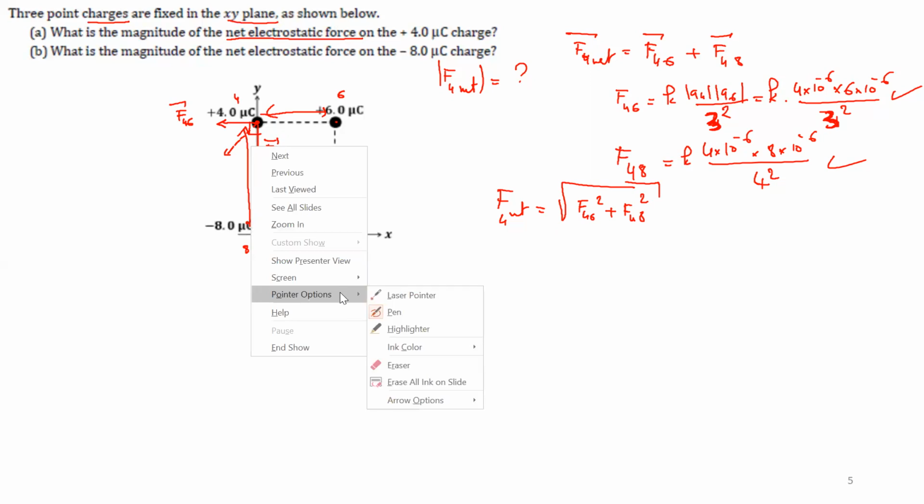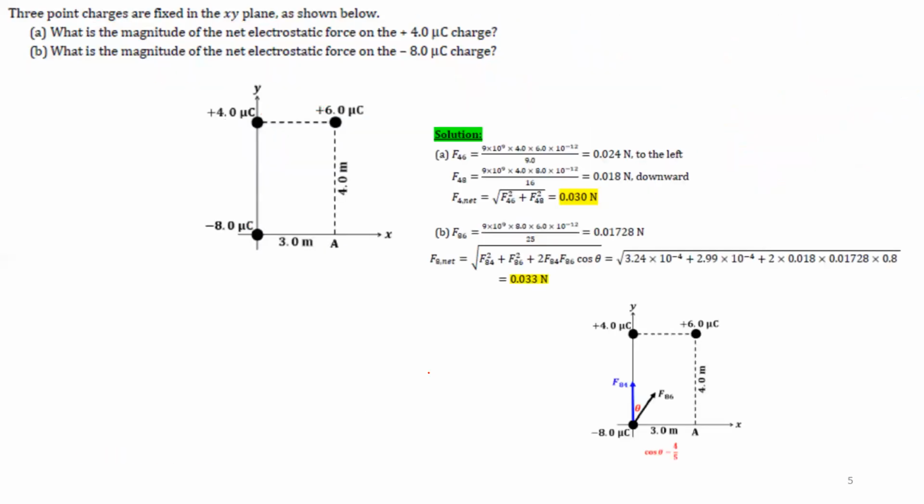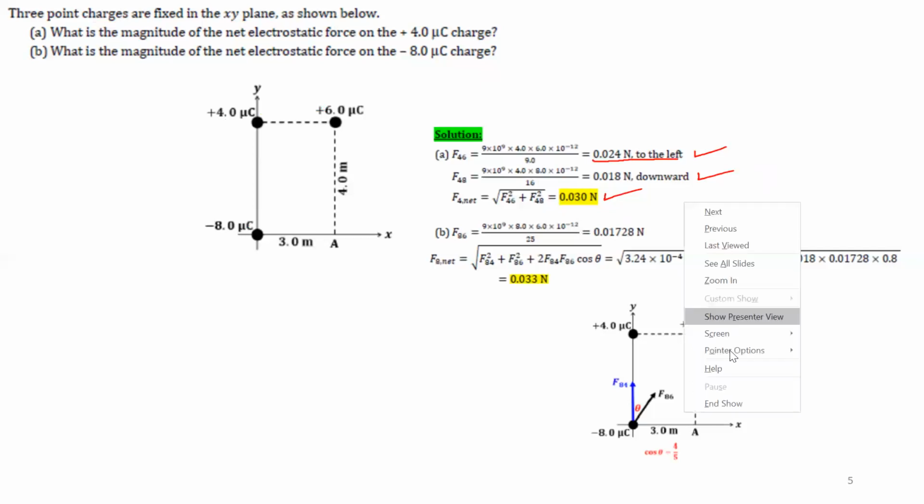Good. Now let's go to the second question. So this is what we did here. This is F4 6, and I calculate the magnitude. It's to the left. And this is F4 8. I calculate the magnitude. It's downward, and the net force is this. Clear? Good.